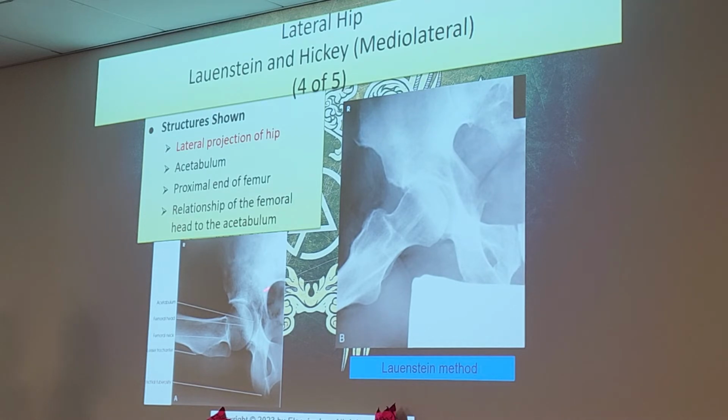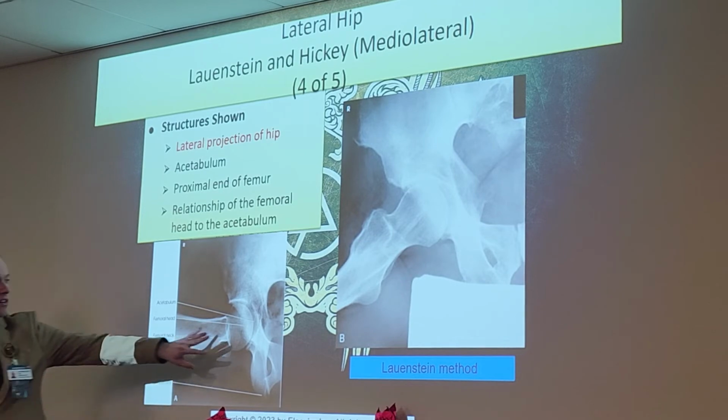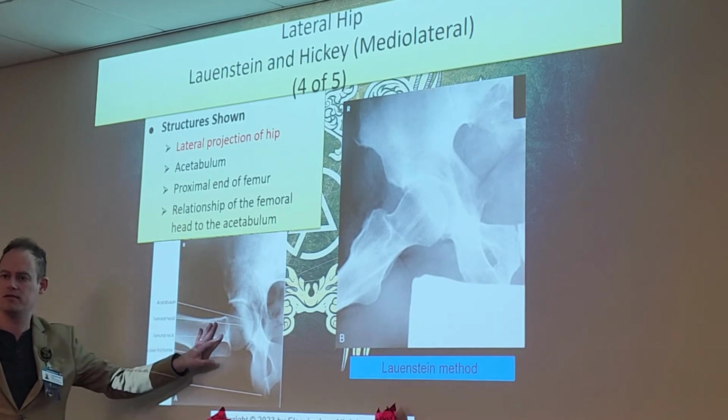Now, different from that AP, you do not need pubic symphysis on this one. We already achieved that on the AP. We're only interested in this area right here, right at that hip joint.